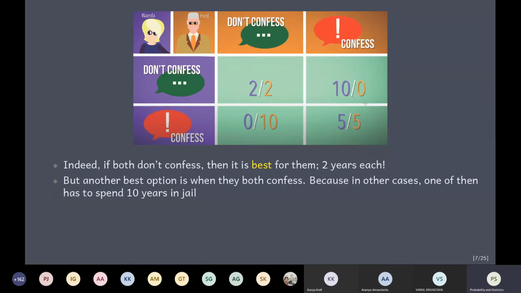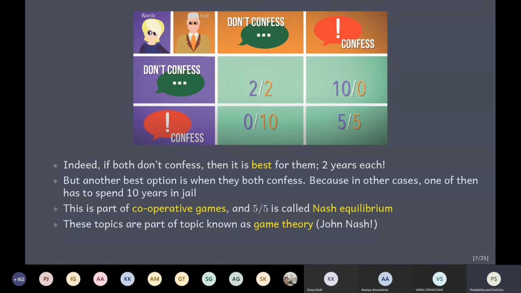So in that case, the other best option is when they both confess, because in the other cases, one of them has to spend 10 years in jail. In this type of cooperative game, you want both sides to benefit to some extent. You don't want one guy to suffer a lot and the other not at all. So another optimal strategy would be if they confess, and in this case it's 5-5.